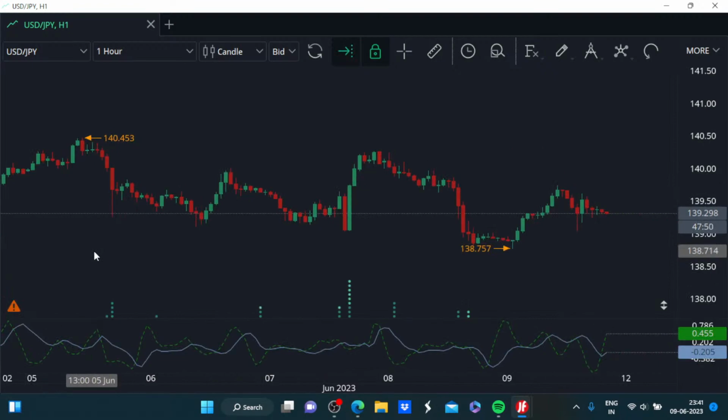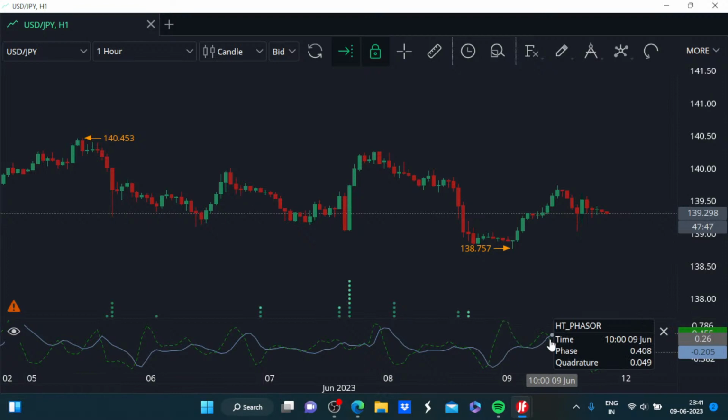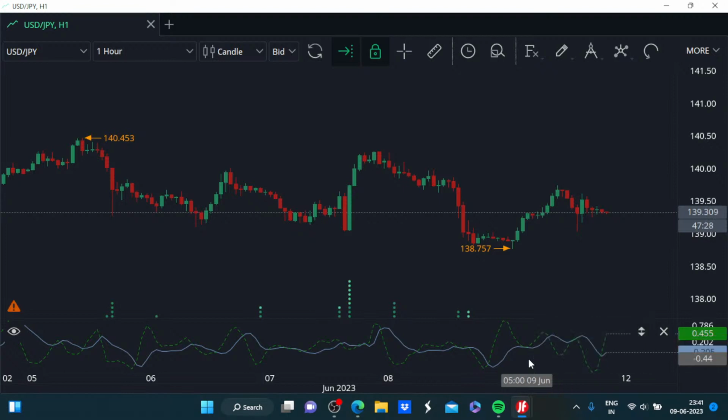The underlying logic is that if the two lines, the two components of this indicator, are converging closer to a similar level, then we consider that to be the sign of a strong trend, and of course we have to consider the direction of the in-phase component as well as the quadrature component. But the main thing is that there should not be much of a difference between these two lines, and if the convergence is there, that is indicative of a strong trend.